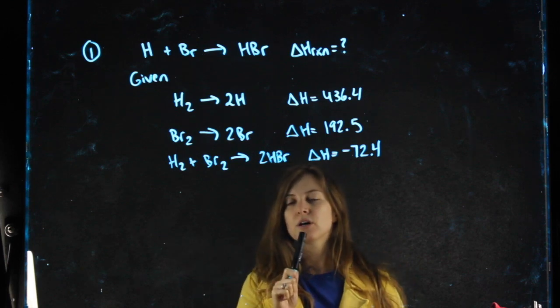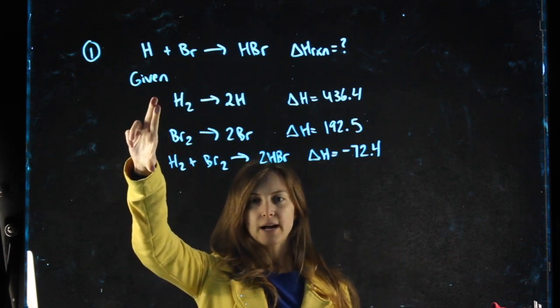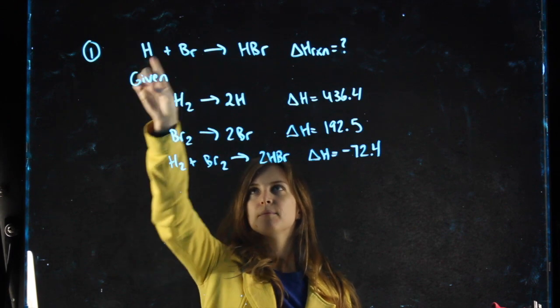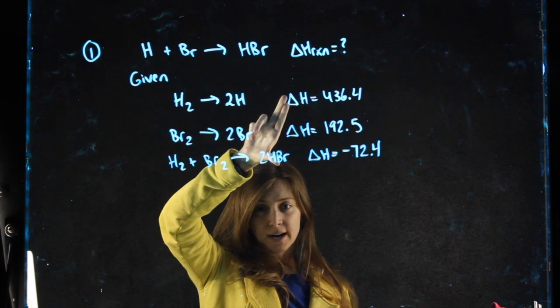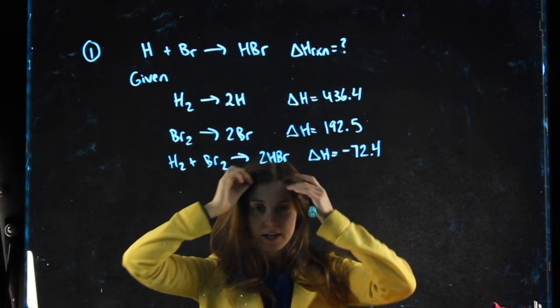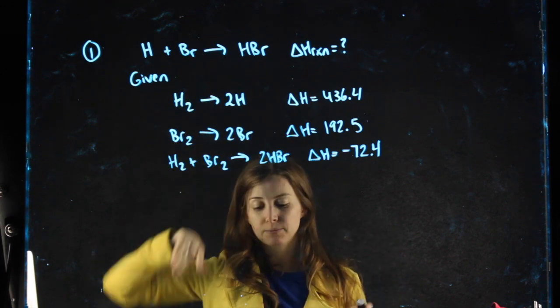For number 1, we are using Hess's law, using these given reactions to manipulate them and come up with the goal reaction here. Whatever we do to the given reactions, we will do to their delta H's, and that'll find us the heat of reaction for this reaction.